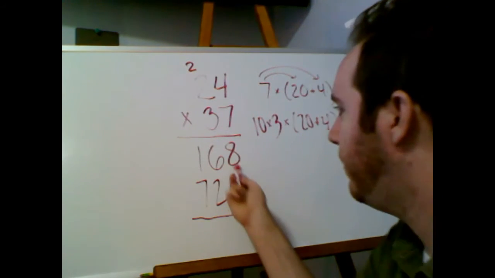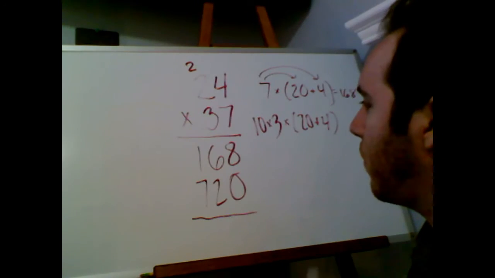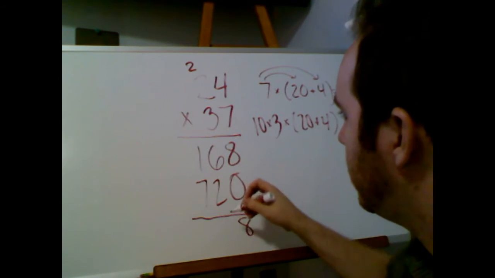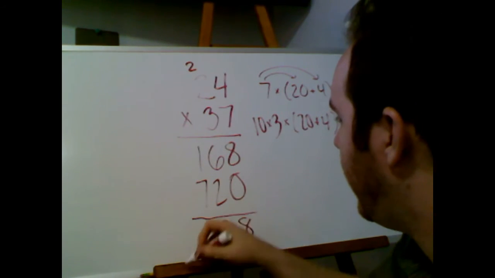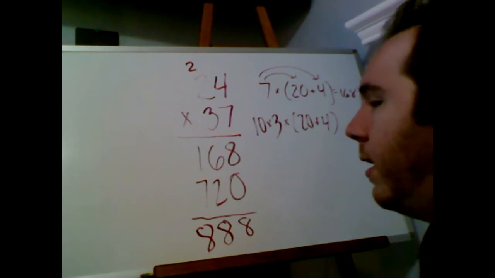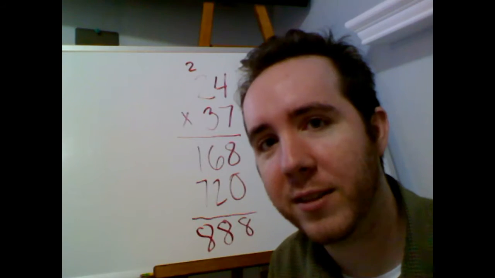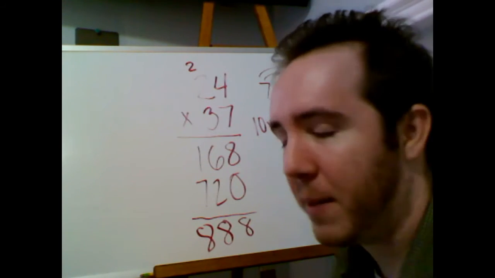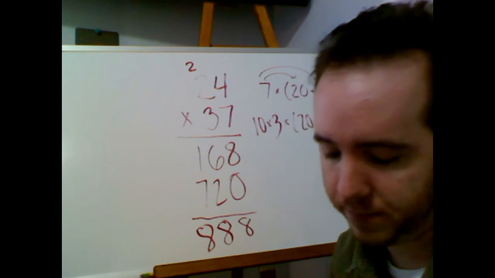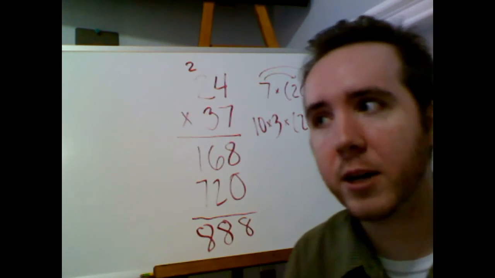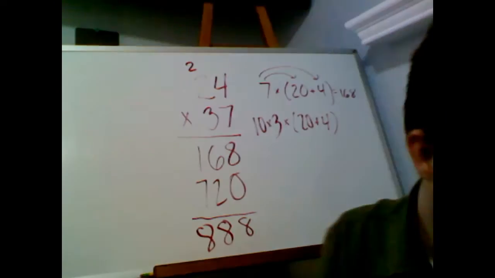So we're going to add. We have 8, 4 plus 0 is 4, 60 plus 20 is 80, and 100 plus 700 is 800. I promise you that's a coincidence. I did not think about it coming out that way, but it did. That's kind of fun. 888 is our answer.